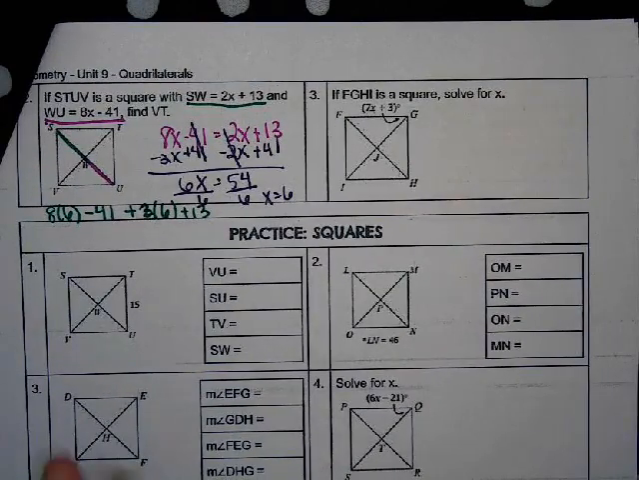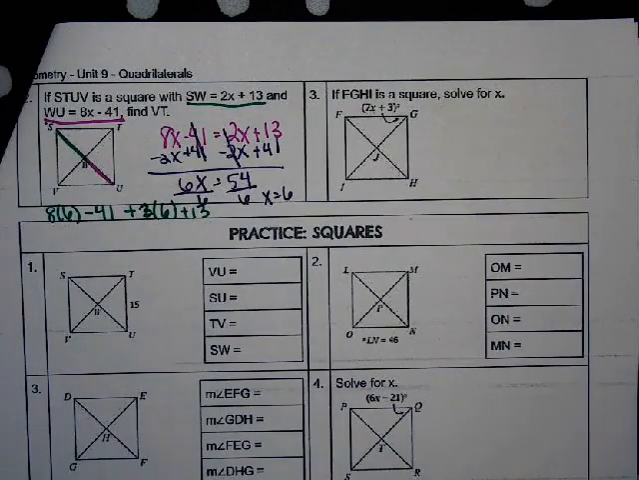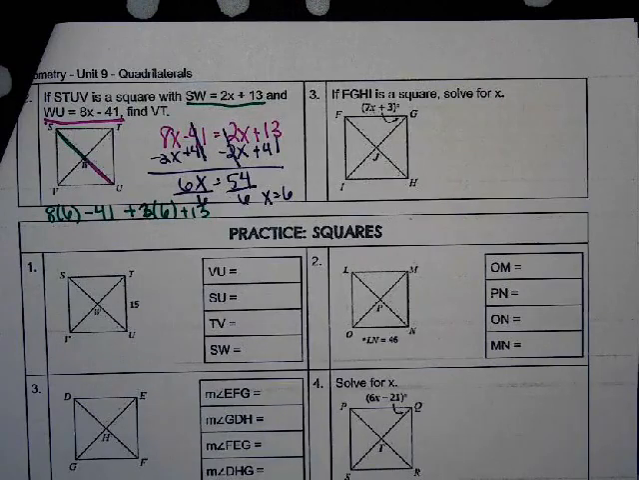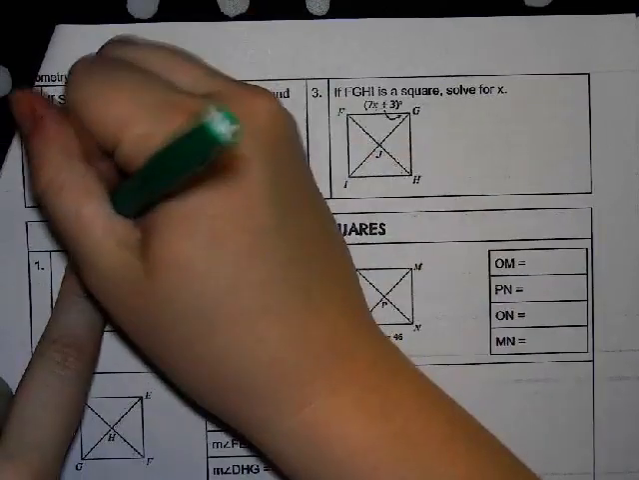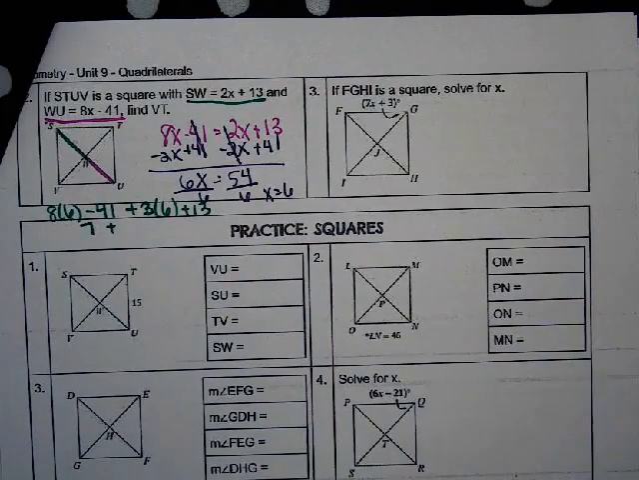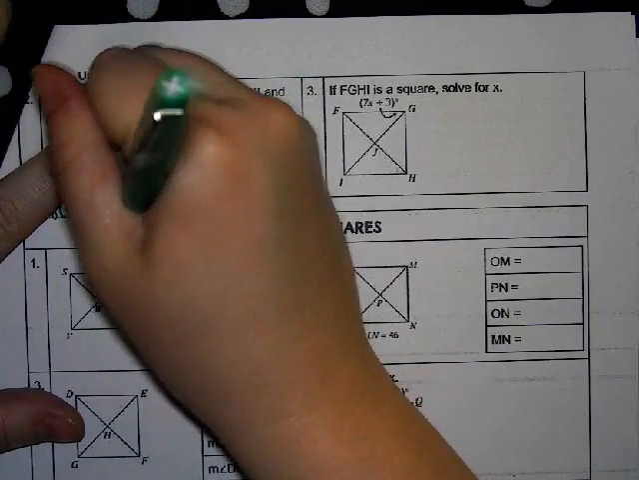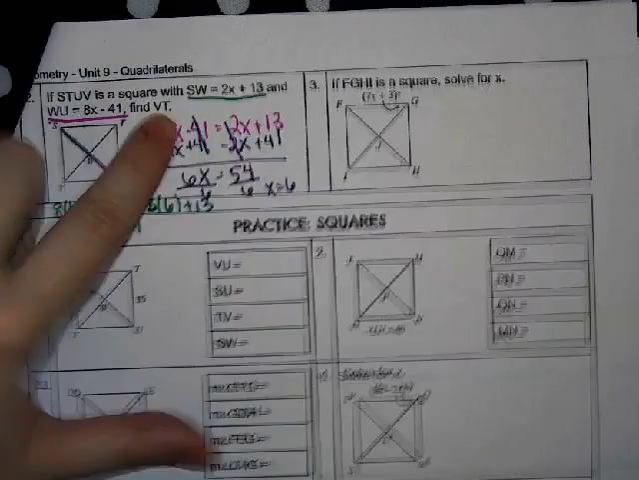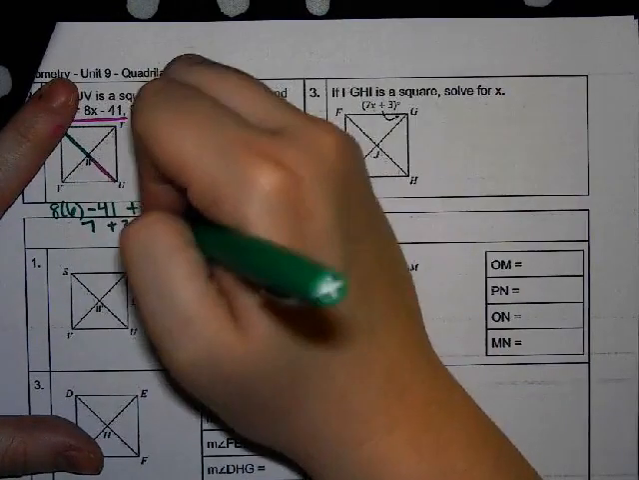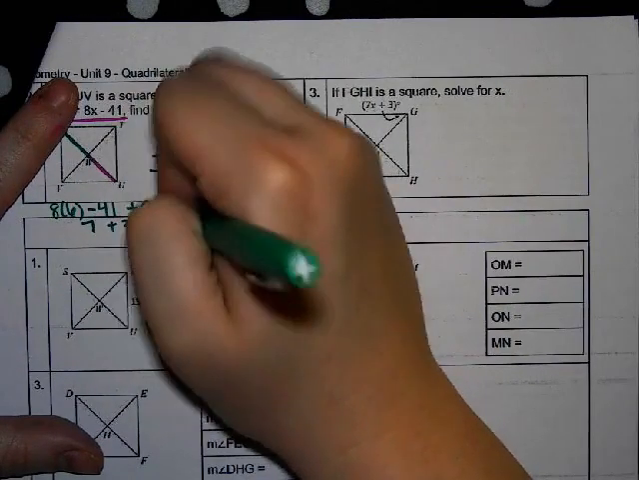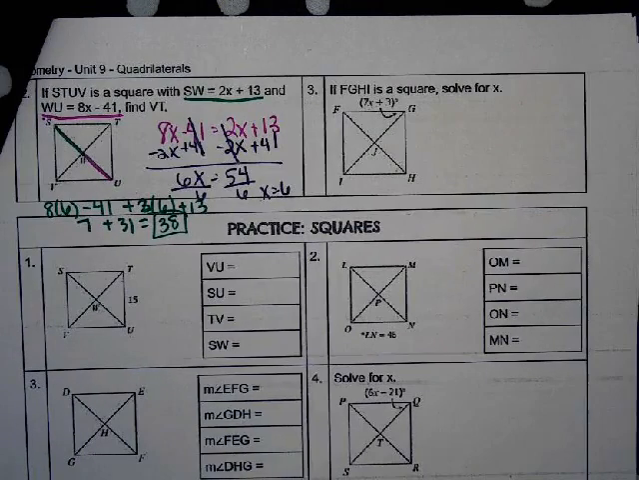Now if I were to put this into the calculator, 8 times 6 is 48. Minus 41 would give me 7. So this part is 7, plus 2 times 6 is 12, plus 13 is 25. So to figure out my whole diagonal, or VT, I would just add those, and I would get 38. Kind of ran into the practice space, but that's okay.